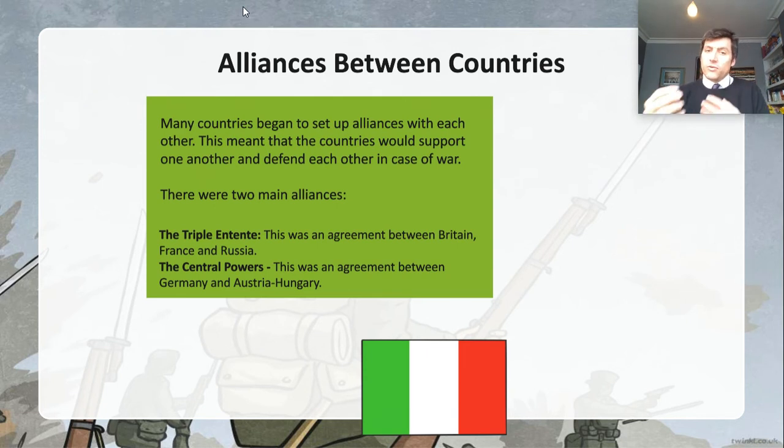And then we've got these agreements where they say, well, hang on a sec, if Germany attacks us, we'll defend together. So France, Russia, and Britain made this triple entente. And Germany and Austro-Hungary, which was an empire back then, formed an alliance, deciding that if Britain, France, and Russia attacked Germany and Austria-Hungary, then they'd defend. And the triple entente of France, Russia, and Britain said they'd defend.